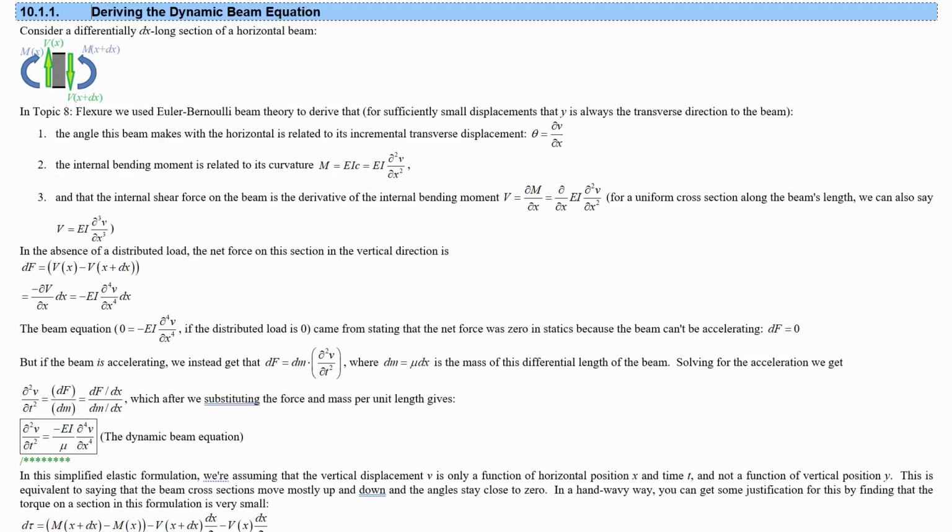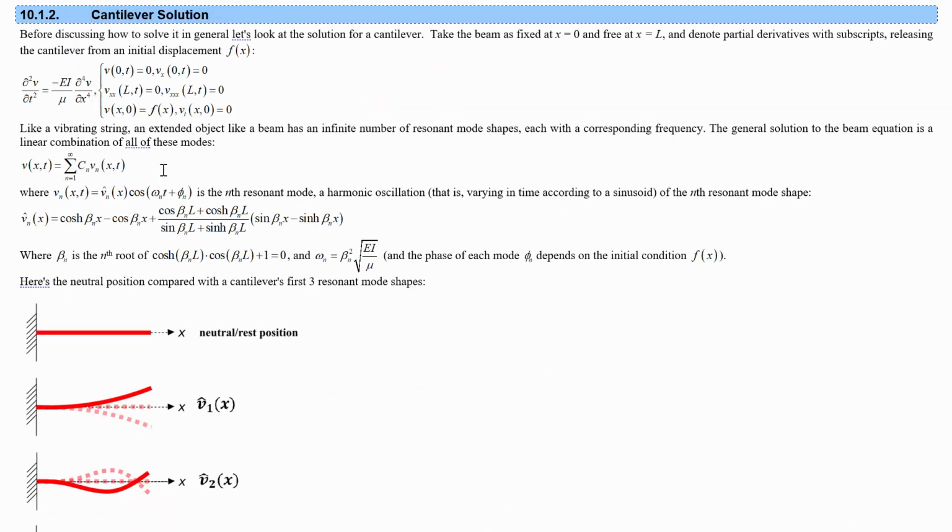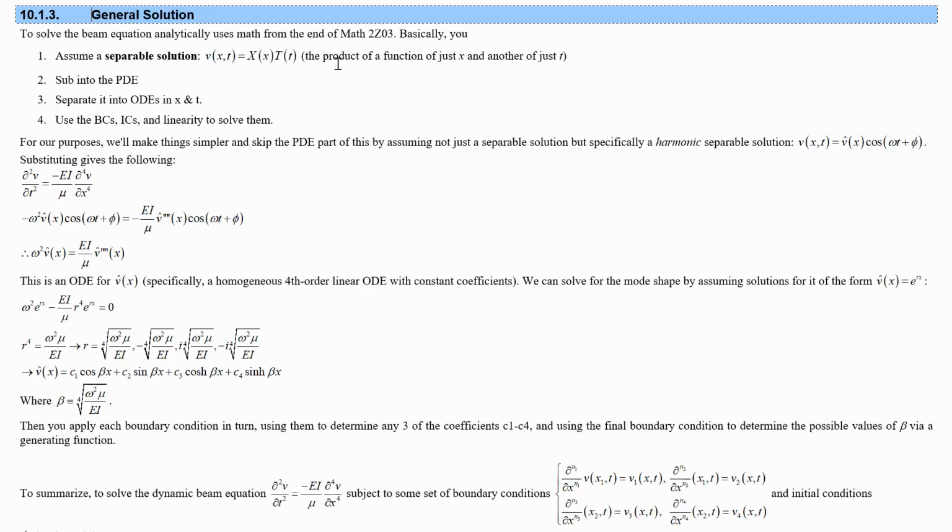Well, that's all well and good for the solution of the cantilever, when we just say that this is the solution where beta is the nth root of this thing and the frequency goes like that. But where does this come from? And how do we solve the beam equation for something that's got different boundary conditions? What if it's not a cantilever? Then how do we deal with it? Well, that's what we're going to do next. We're going to work out the general solution to the dynamic beam equation.